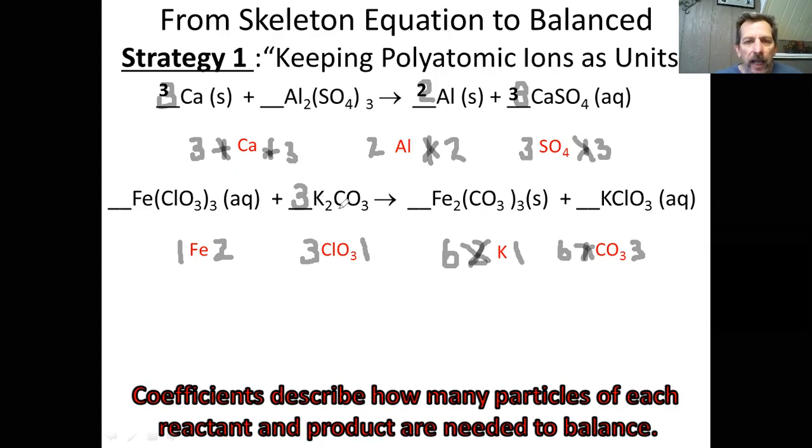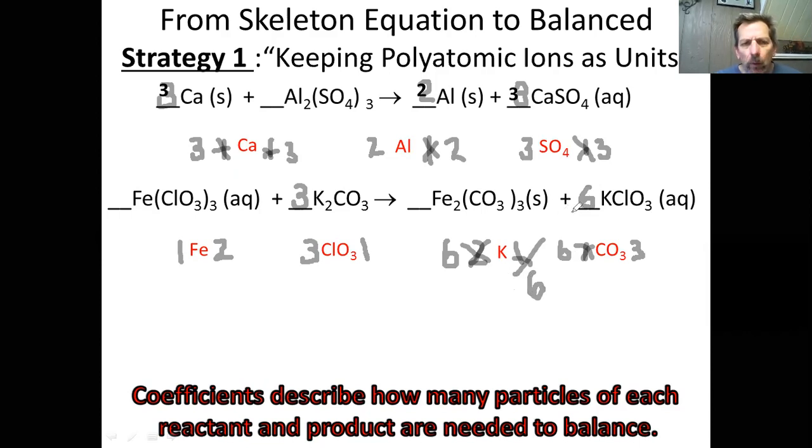So 6 K on the left side, now we need 6 K on the right side. So we're going to need to choose a coefficient to make it 6 times more than what used to be there. Well, there used to be 1 K on the right side. So the coefficient we're going to choose is 6, right? So now we end up with 6 Ks on the right side. So our coefficient of 6 balances our K, or our potassium.